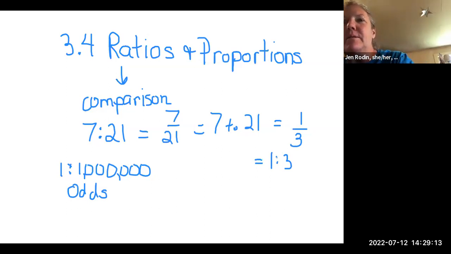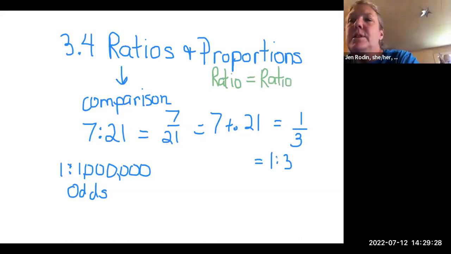But anyway, so a ratio is a comparison. A proportion is one ratio or rate equal to another ratio. And proportions are like, let's say if we had a picture that was 3 by 5.